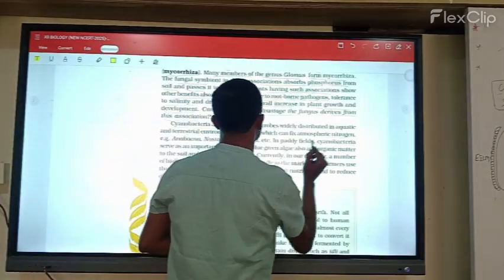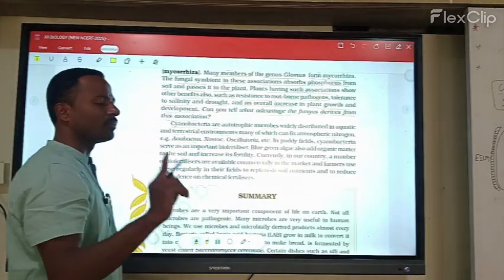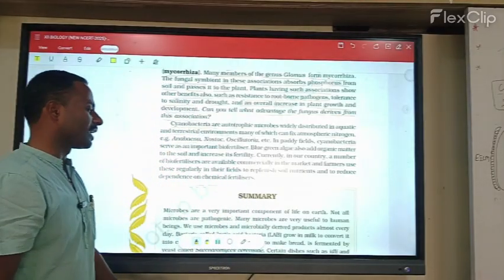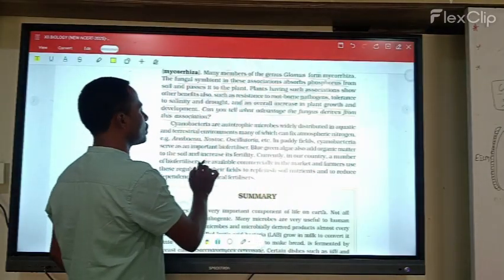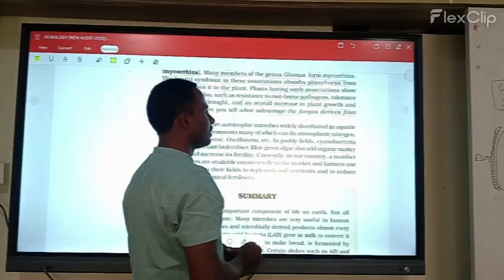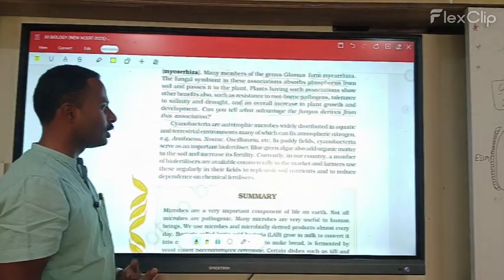In paddy fields, cyanobacteria serve as an important biofertilizer. Yes, cyanobacteria are a very good biofertilizer. Blue-green algae and their organic matter increase the fertility of the soil. Blue-green algae increase soil fertility, meaning they increase the nutrient value of the soil.